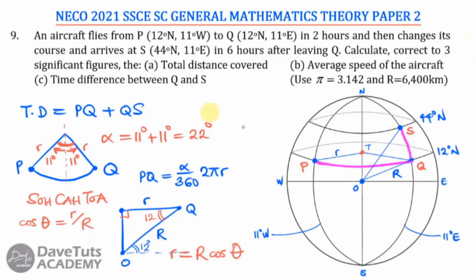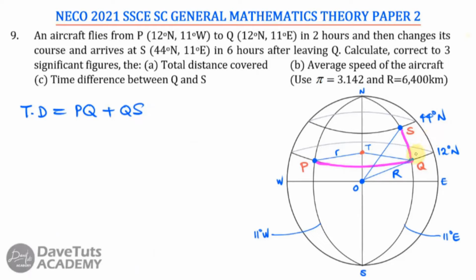So if we have this, then our equation will become something like this. Instead of just writing out small r, we can now say that PQ is nothing but alpha over 360 multiplied by 2 pi, and instead of small r now, we have R cos theta, where theta is the angle of the parallel of latitude. So this is what we're going to be doing for PQ, and then we're also going to see what we can do for SQ, okay?